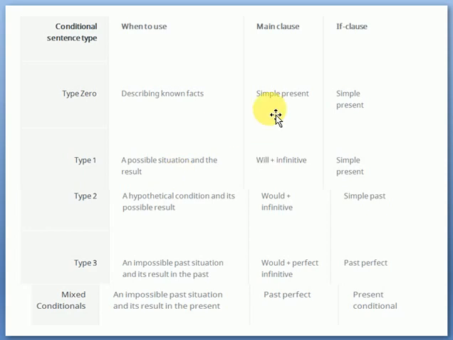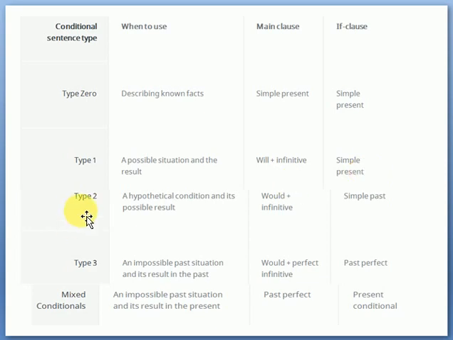Secondly, we see the grammatical structure is different, as the zero conditional uses the simple present tense in both the main clause and the if clause, whereas the first conditional uses will plus the first form of the verb in the main clause and simple present in the if clause.